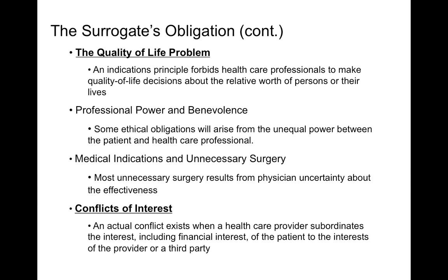These are complicated, and I think what your book mentions is that there are a number of issues for a surrogate to really come to an informed decision. I just want to highlight two out of the four that are mentioned. The quality of life problem is where we want to try to avoid, both for healthcare professionals and for surrogates, making quality of life decisions about the worth of a person. The focus should be on medical treatment and medical outcome. And yet we know that these can often be complicated ones.